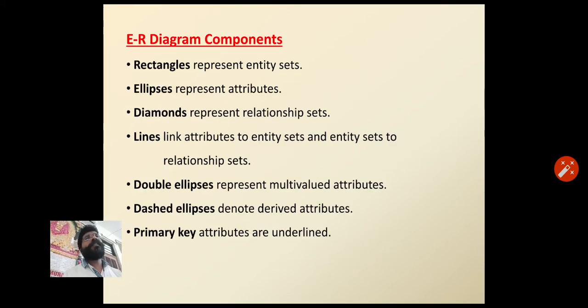ER diagram components. This is the summary of ER diagrams. Rectangles represent entity sets, ellipses represent attributes, diamonds represent relationship sets, and lines link attributes, entity sets, and relationships. A double ellipse is multi-valued, a dashed ellipse is a derived attribute, and a primary key is underlined. This is an example of an ER diagram.